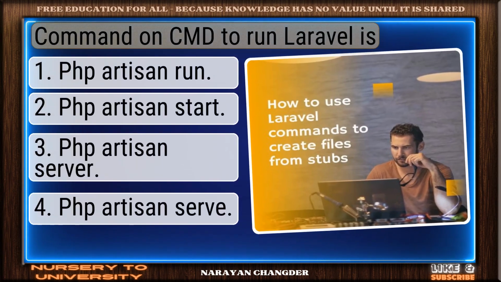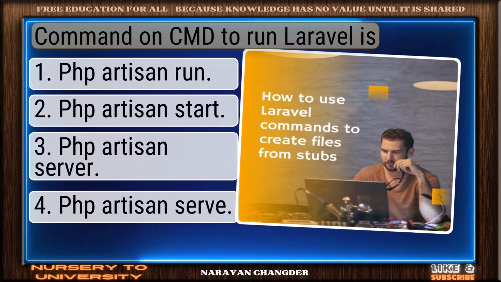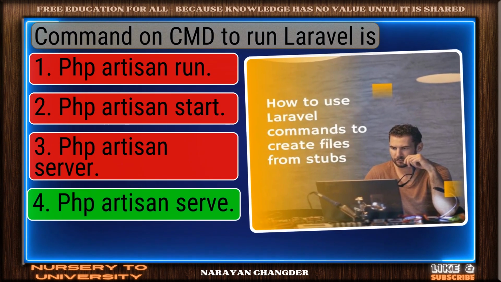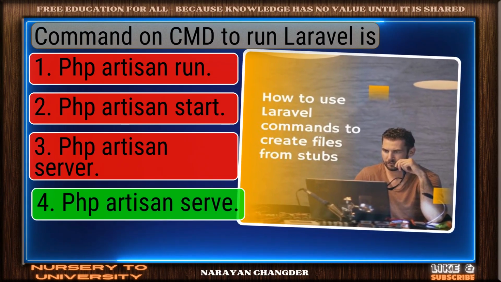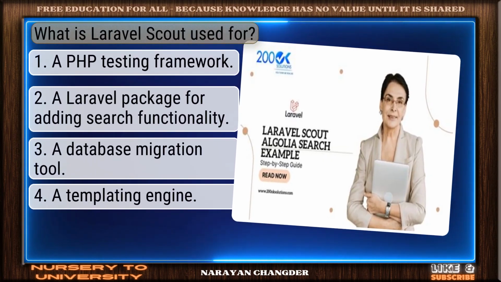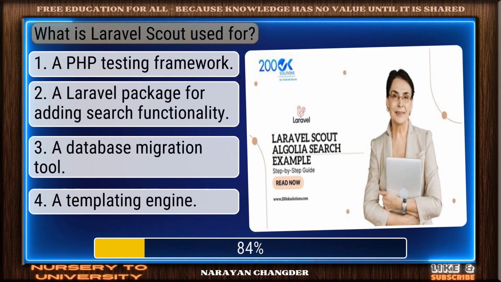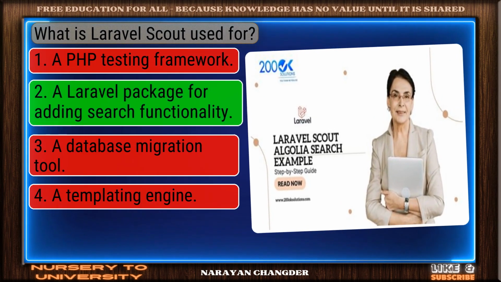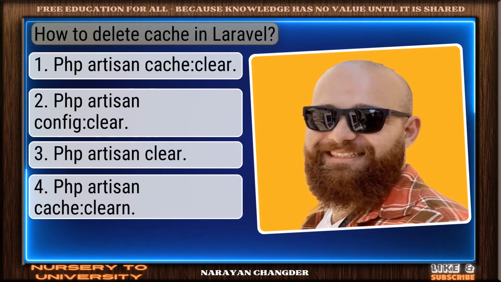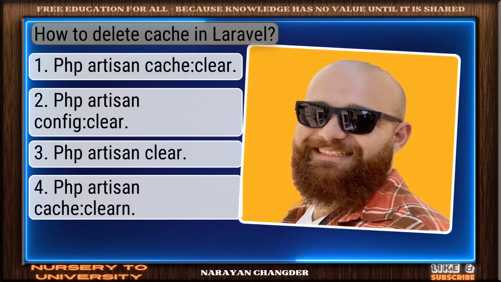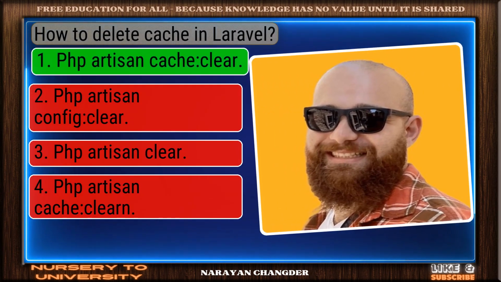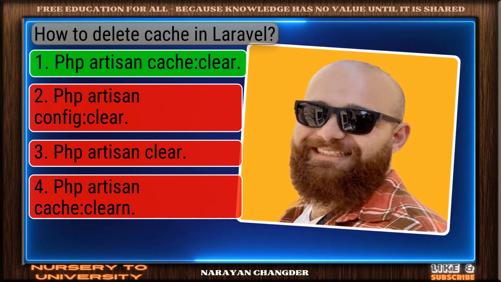Question number 62. Command to run Laravel is. Clear logic. Your choice, php artisan serve, is sound and 100% true. Question number 63. What is Laravel Scout used for? Valid point. A Laravel package for adding search functionality is true. Question number 64. How to delete cache in Laravel? Well done. PHP artisan cache:clear is the right choice.